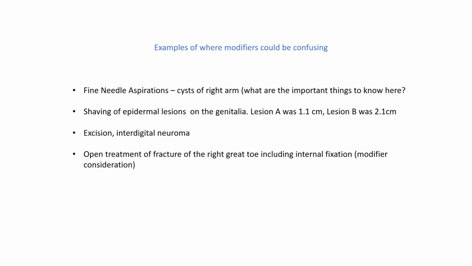If we're looking at shavings, keep in mind, if we're going to look at shavings of epidermal lesions, for instance on the genitalia, if we have two lesions, lesion A is 1.1 centimeters and lesion B is 2.1 centimeters, we need to make sure that as we're assigning codes that we take that into account. Now, if my designation for one code goes up to 1.0, then I need to account for that additional 0.1. I can't just say, hey, close enough and I'm good to go. So we're going to take a look at that here in a minute.